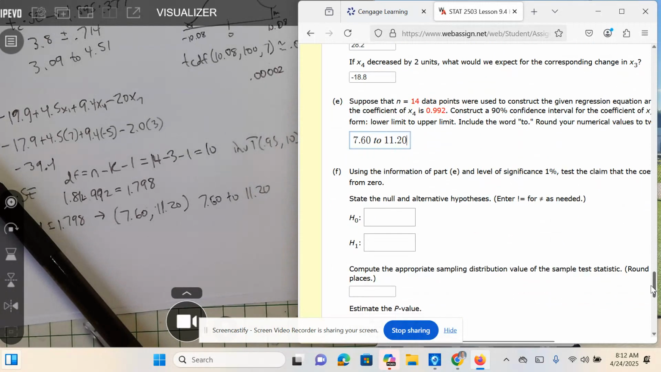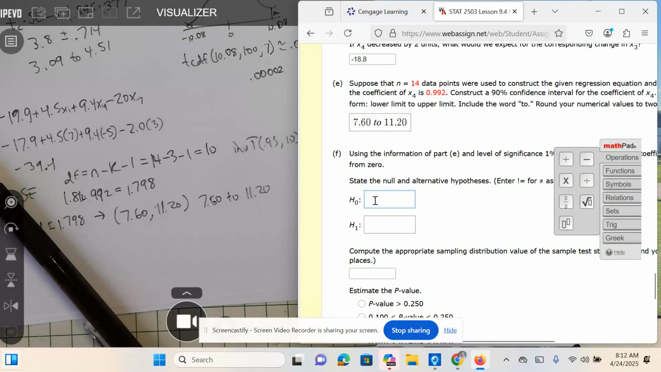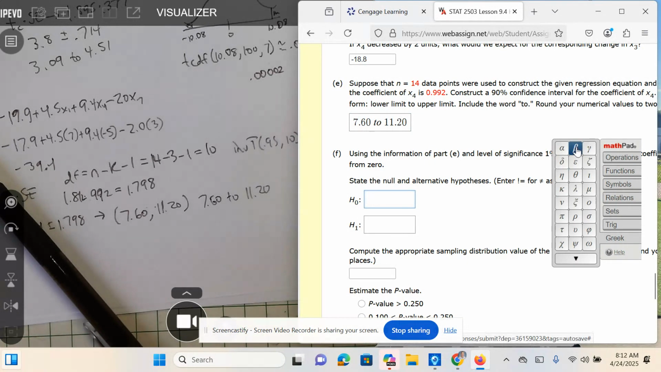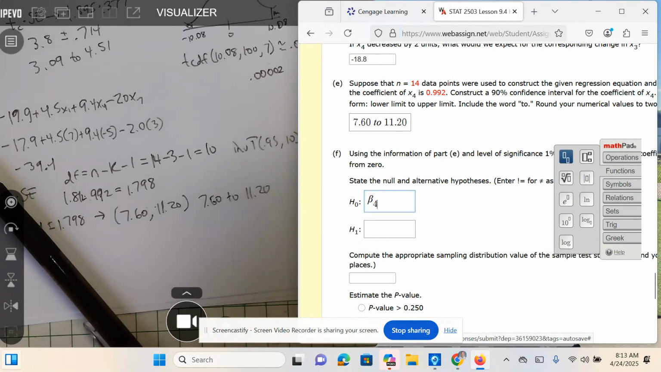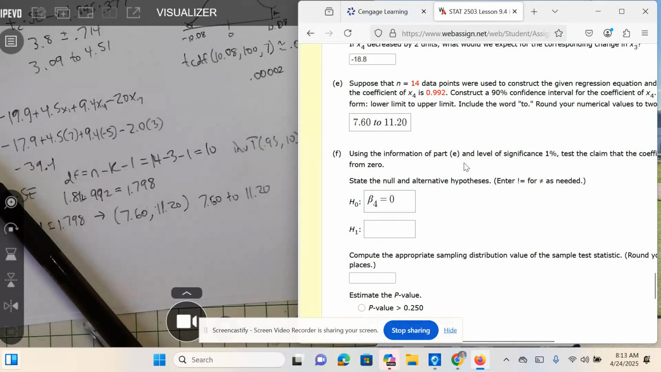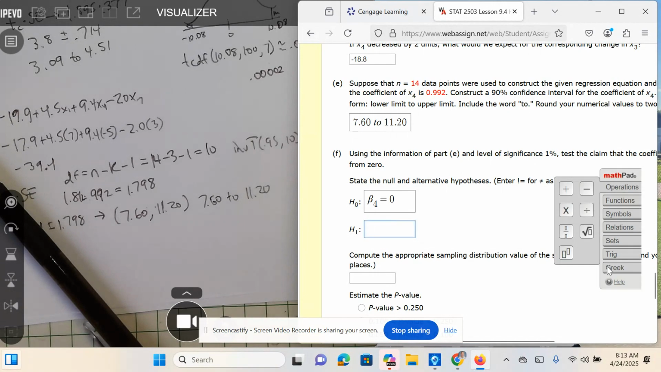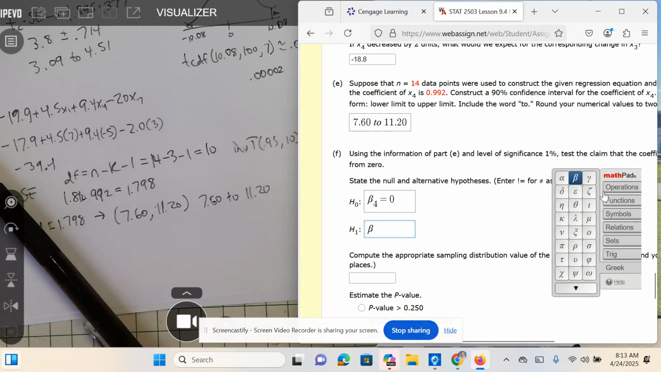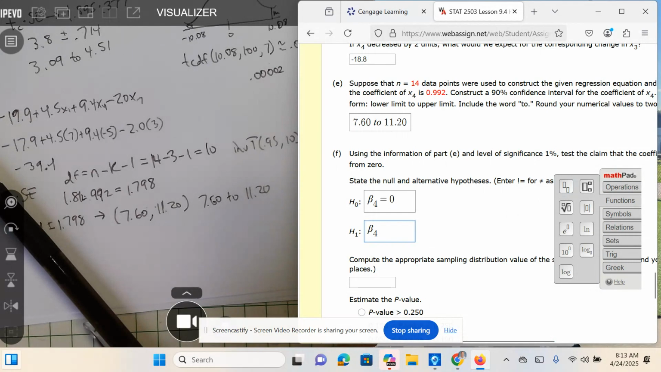State the null and alternate hypothesis. So now this was the fourth one. We're going to start with the Greek beta, since we're trying to find the slope. So it's going to be beta sub 4, and we're going to assume it equals 0. And we're trying to prove that it is different from 0. So beta sub 4 is not equal to 0.